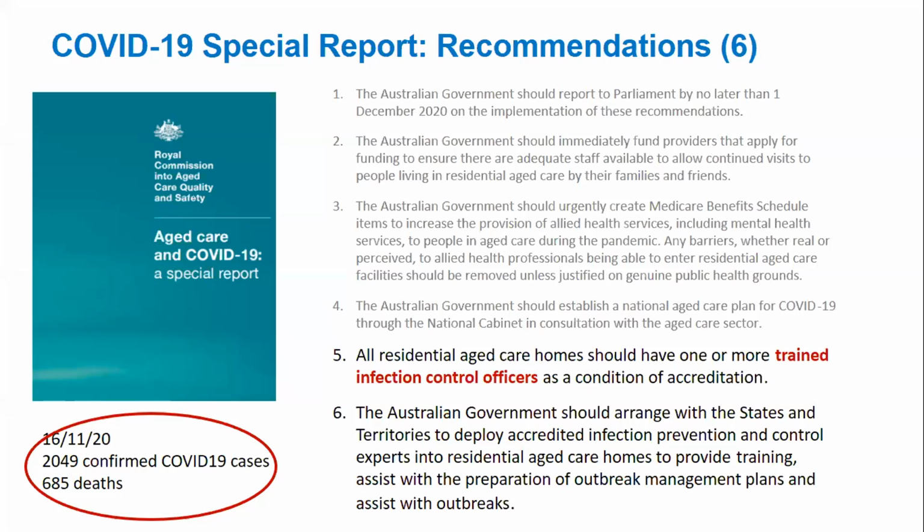6 recommendations for the Australian government to implement and prepare the sector, its staff and its residents for any future outbreaks were made. This includes all residential aged care homes should have 1 or more trained infection control officers as a condition of accreditation, and that the Australian government should arrange with the states and territories to deploy accredited infection prevention and control experts into residential aged care homes to provide training, assist with the preparation of outbreak management plans, and assist with outbreaks.